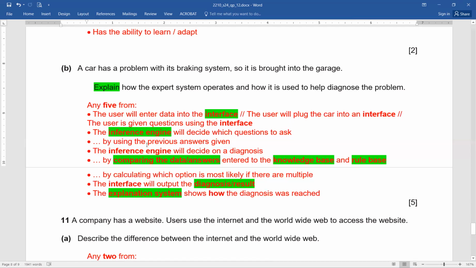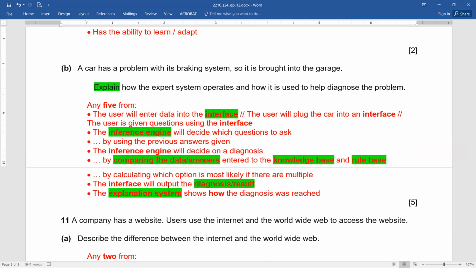So it is going to do it by comparing the answers. And these answers will be compared with all the data that is saved in the knowledge base, and definitely the rule base that is also present. And this is done by calculating which option is most likely. There are multiple, like, for example, maybe there are many options. So out of this, which one is the closest one? Which one is the best choice? And the inference engine will now output the result, and the explanation system shows how the diagnosis was reached. So these points are going to get you 5 out of 5.